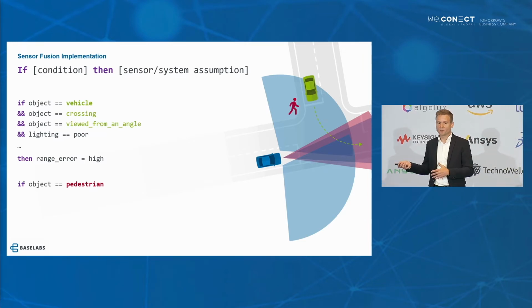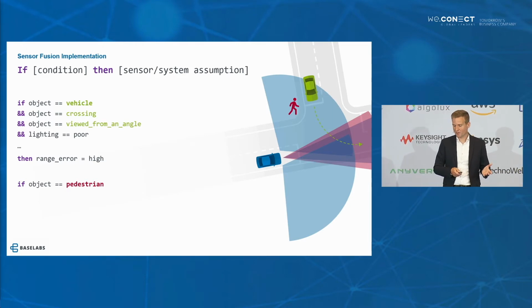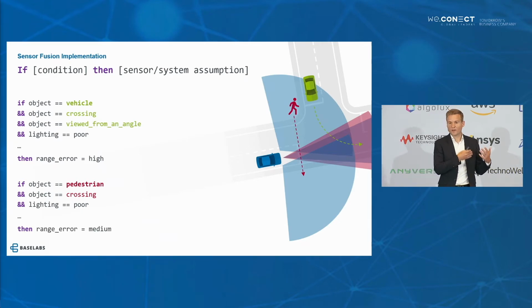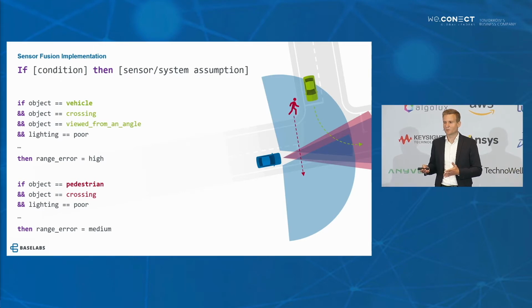And I have another example for pedestrian. The developer does the same thing or similar thing. He finds out all these conditions, and then he sets the range error of that sensor to another value, let's say to medium error value.